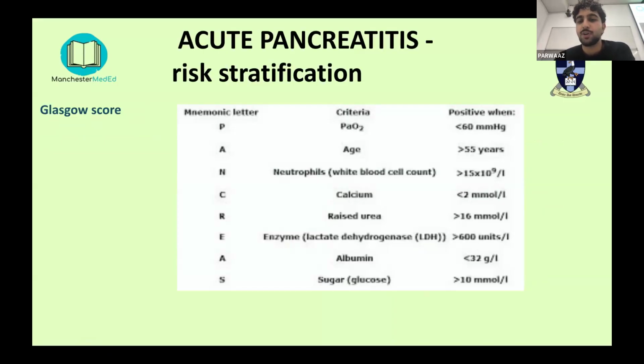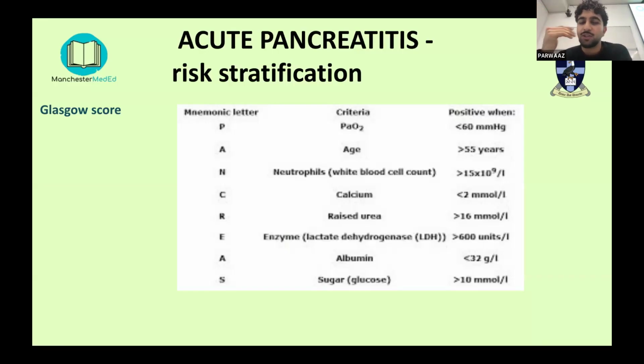PANCREAS. Yeah. So the reason I mention this is because when you learn this, you know exactly what investigations to ask for, basically, because it's a really good way to monitor pancreatitis. So it's called the Glasgow score. Essentially, oxygen partial pressure, age, neutrophils, calcium, urea, LDH, albumin, and sugar.